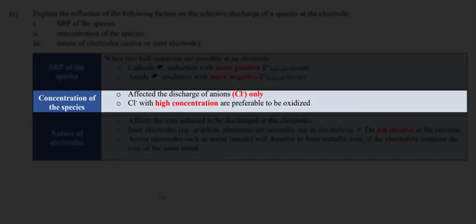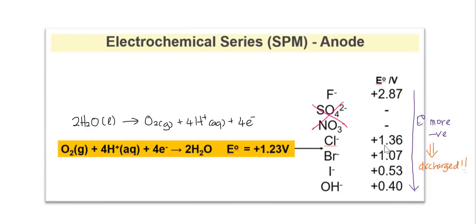The second factor that will influence the selective discharge of a species is the concentration of the species. But the concentration of the species only affects the discharge of anions, which is the chloride ion. Chloride ion with higher concentration is preferable to be oxidized. This is because if you look at the value of the E naught for chloride ion and water, there is not much difference. So that's why a higher concentration of the chloride ion will be discharged at anode instead of water.